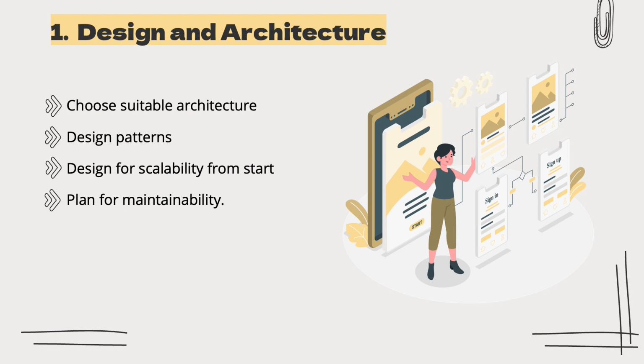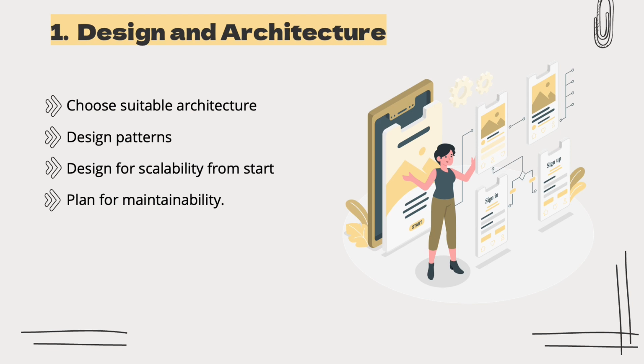The very first best practice lies in the design and architecture phase. It is the process of designing the software system and defining its structure, components, and relationships. It defines the blueprint for how the software system will be built and how its components will interact with one another. Start with choosing a suitable architecture that meets the needs of the system, such as client-server architecture, microservices, or layered architecture.